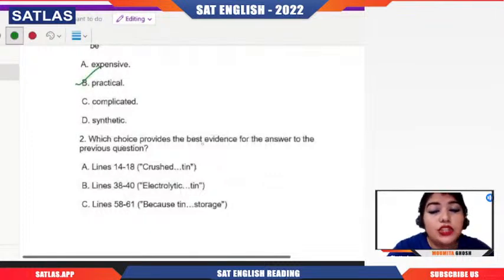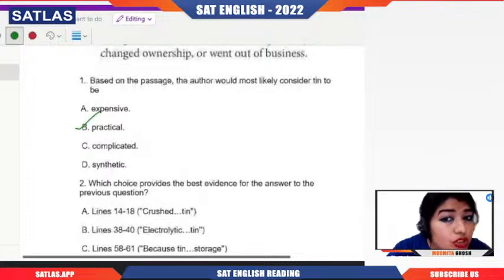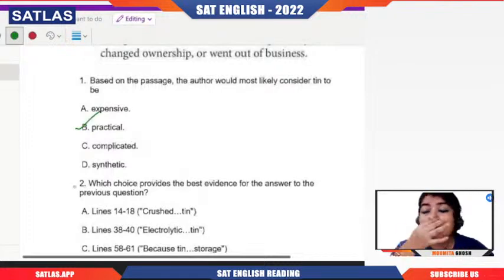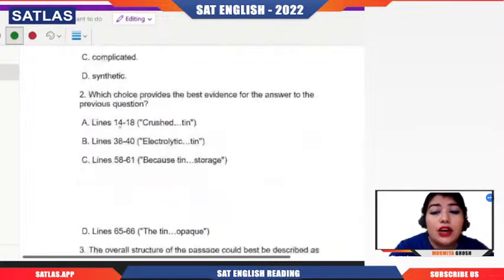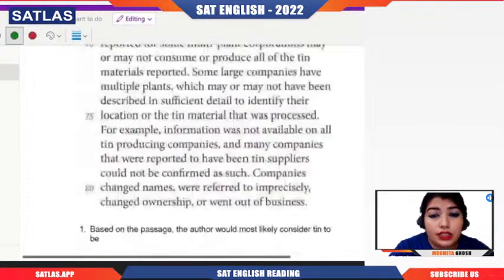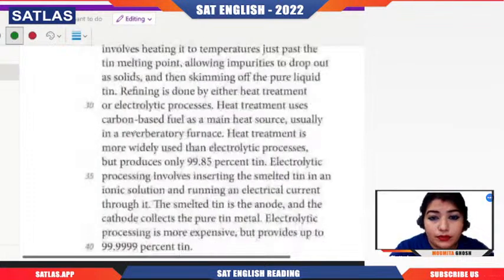Now coming to question number 2, which choice provides the best evidence for the answer to the previous question? So what was our previous question? The tin to be considered as practical. So now which line proves that tin is practical? So let us go to the lines. So option A, lines 14 to 18. Let us go there.